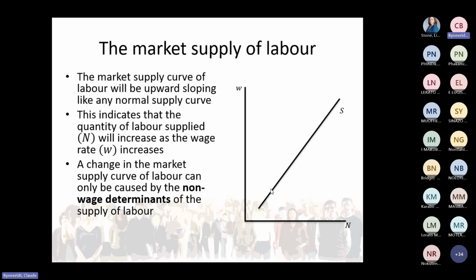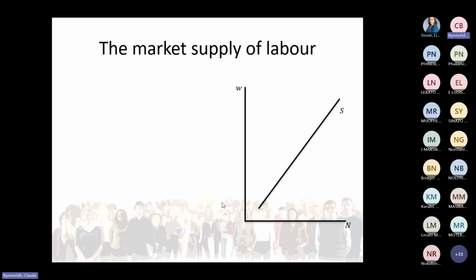So a change in the market supply curve can only be caused by the non-wage determinants of the supply of labor. Again, if there's a change in the price of labor, in the wage, an increase in the wage rate will cause an upward movement along the supply of labor curve. And a decrease in the wage rate will cause a downward movement. But if the supply of labor curve shifts either to the right or to the left, it will be caused by non-wage determinants of the supply of labor.